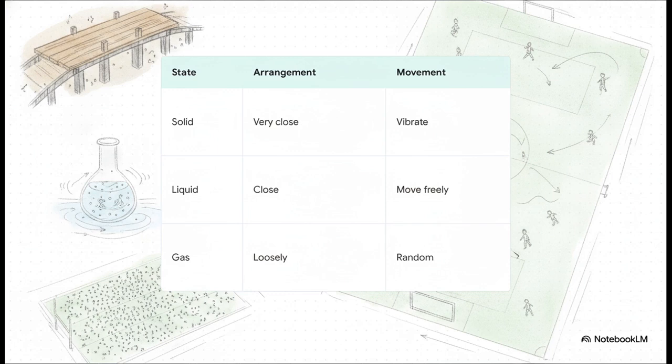Gas particles are spaced incredibly far apart, moving randomly and super fast in all directions, like kids running wildly across an open sports field. Gases take both the shape and volume of their container and are highly compressible.